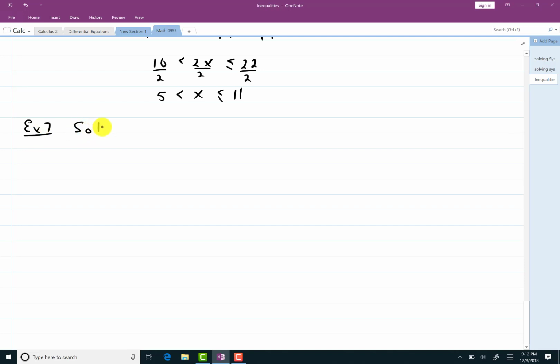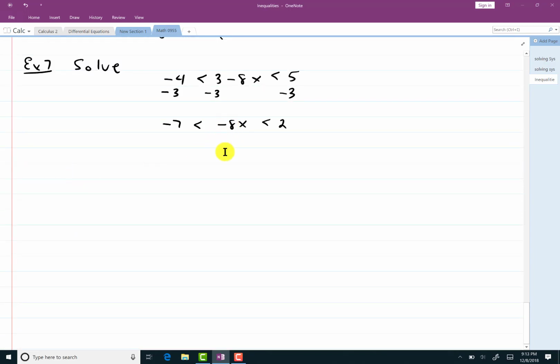So let's solve. Here we have negative 4 is less than 3 minus 8x is less than 5. So I'm going to try to play the game where I get x by itself in the middle. To do that, the first thing I'm going to do is subtract this 3 from everything. And I get negative 7 is less than negative 8x is less than 2. Now to finish it off, I got to divide by negative 8.